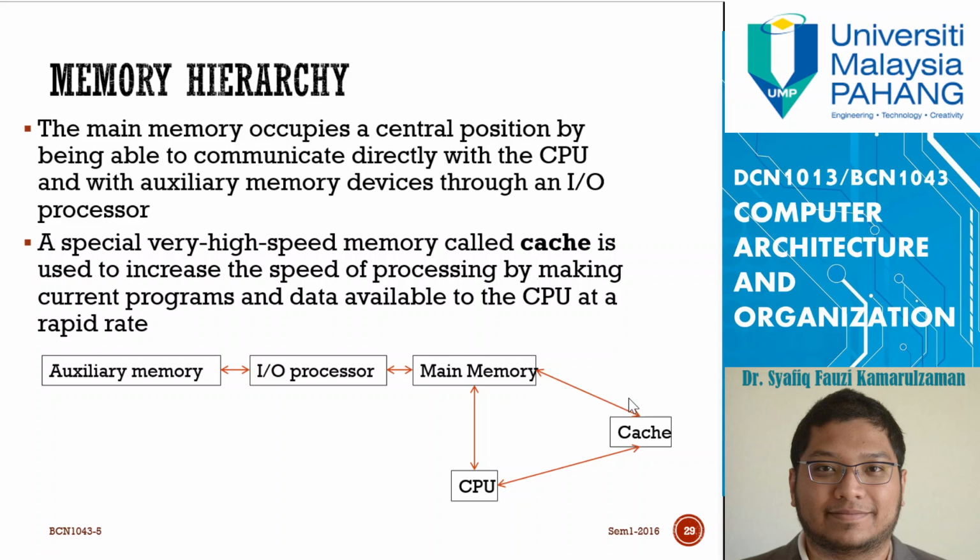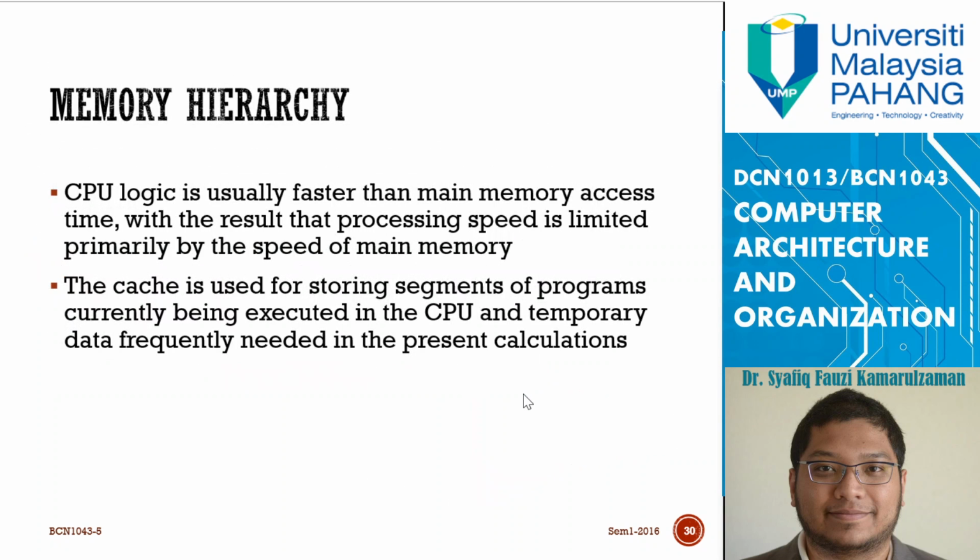Certain size, and how many threads it has. So this is where the CPU comes in. CPU and cache are usually bundled as one component. CPU logic is usually faster than the main memory access time, with the result that processing speed is limited primarily by the speed of main memory.